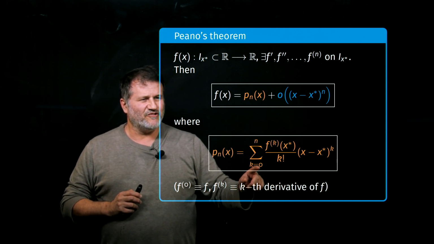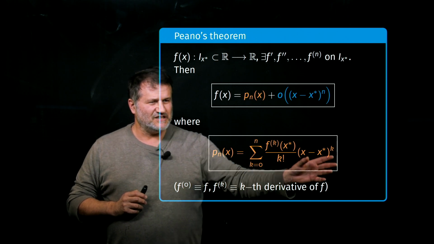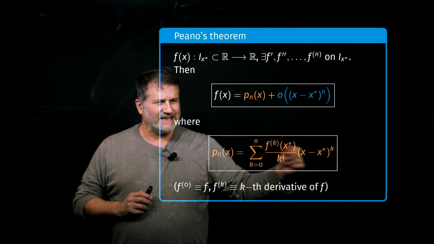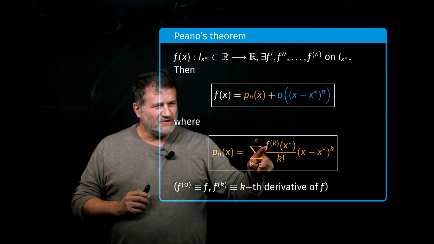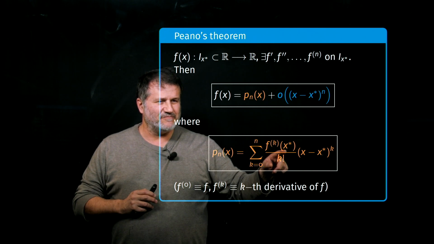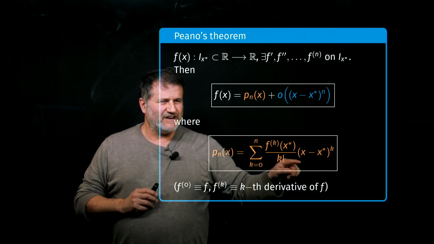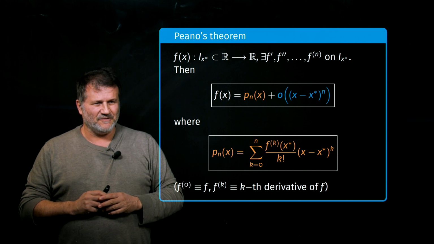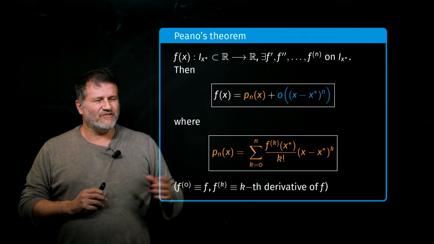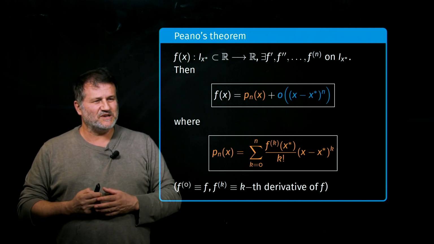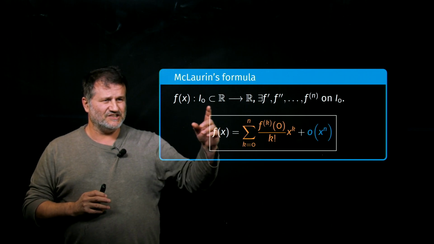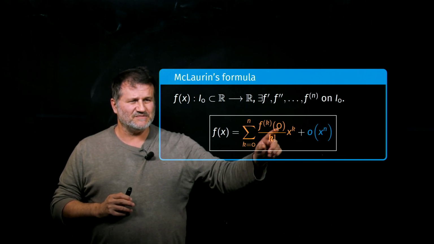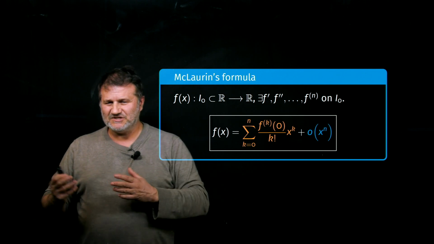It is the sum for k going from 0 to n of these powers, (x minus x star) to power k, and the coefficient is the fraction, with numerator the kth derivative of f at point x star, so the center, divided by the factorial of k. Now, this nice formula has an important special case, which is called the Maclaurin formula. Maclaurin formula is just Taylor formula centered at x equals 0. So you get that x star becomes 0 and x minus x star becomes just x.